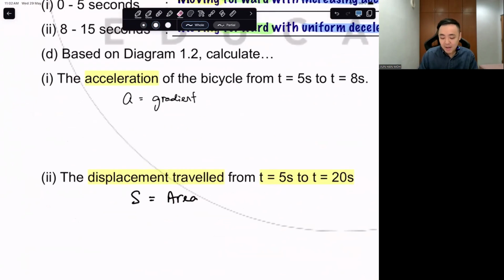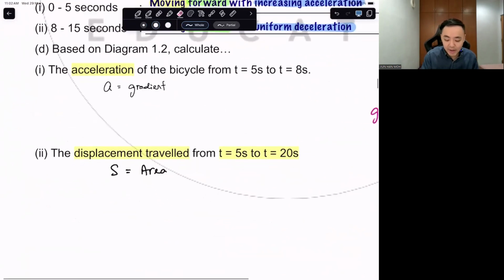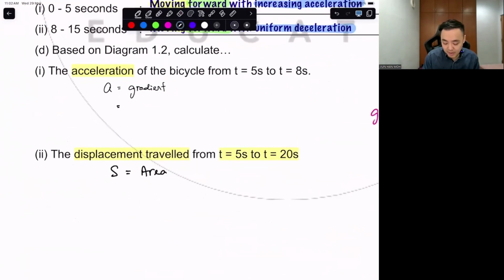First thing first, you calculate the acceleration first. Then after that, you calculate the displacement. Try. I give you some time, you try and get me answers. Once you got the answers right, you send the answer to me in a direct message, so you don't have to worry that your answer is wrong and people laugh at you. Just send me a direct message.